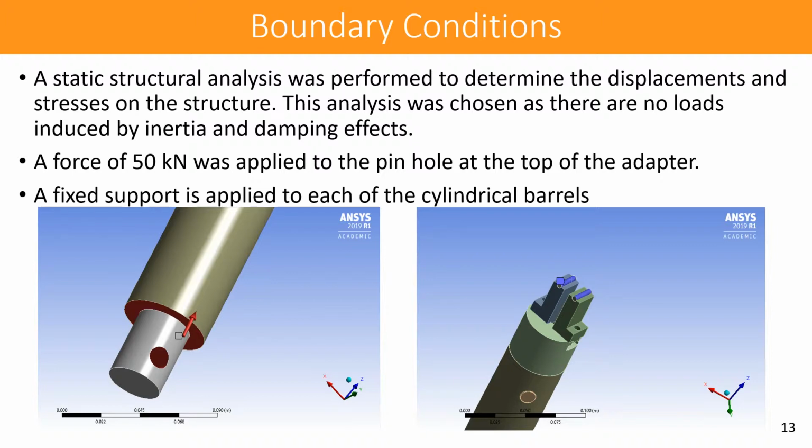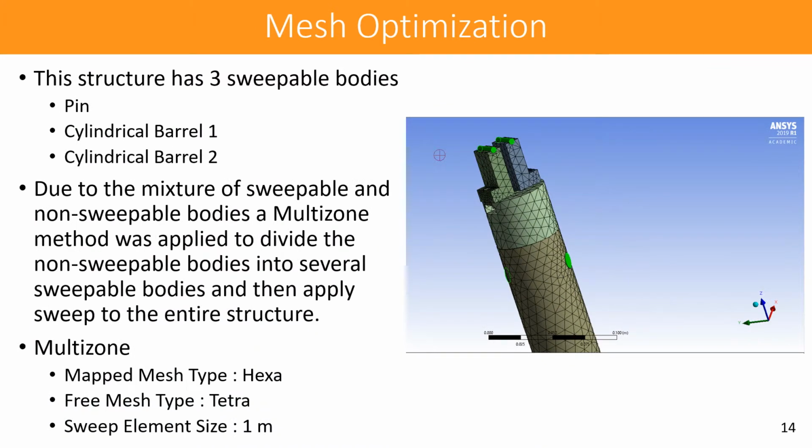For mesh optimization, this structure has three sweepable bodies: the pin, cylindrical barrel 1, and cylindrical barrel 2. Because of a mixture of sweepable and non-sweepable bodies, a multi-zone method was applied to divide the non-sweepable bodies into several bodies and then apply sweep to the entire structure. For this multi-zone, you can see that the mapped mesh type was hexa, the free mesh type was tetra, and the sweep element size was 1 meter.